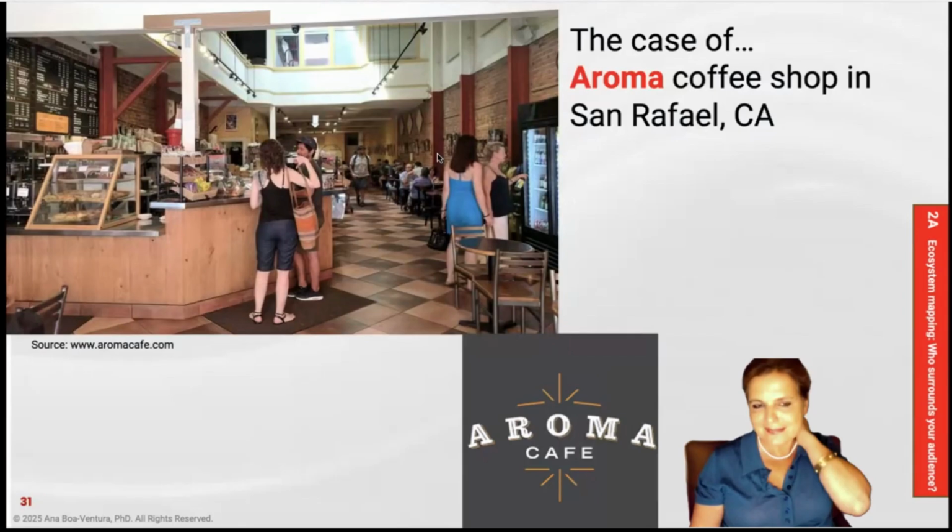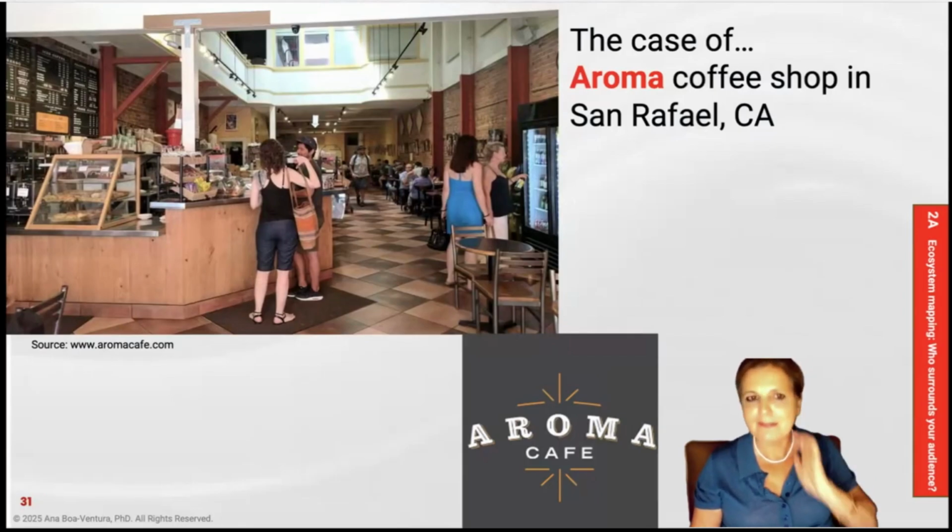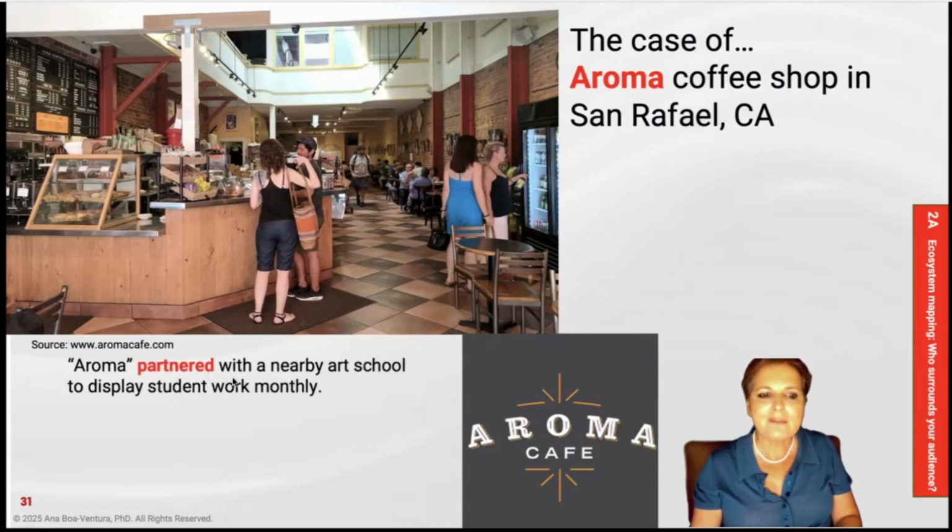Let's look at an example. We talked earlier about an ecosystem where I told you about a local cafe, a coffee shop that could, for example, partner with local artists. Well, it turns out that there is a real case of the Aroma Coffee Shop in San Rafael. And what happened was that they partnered with a nearby art school to display student work monthly.